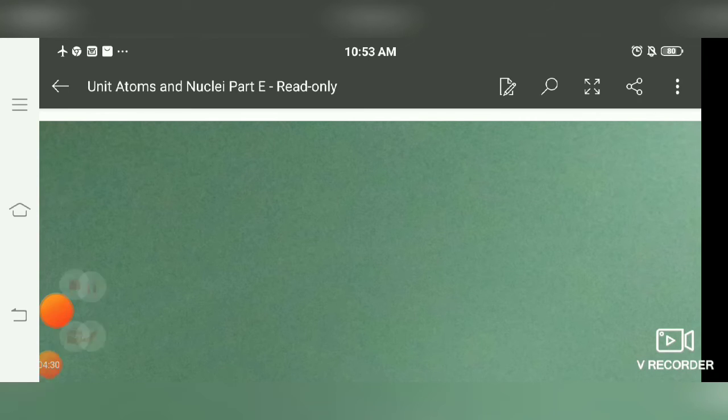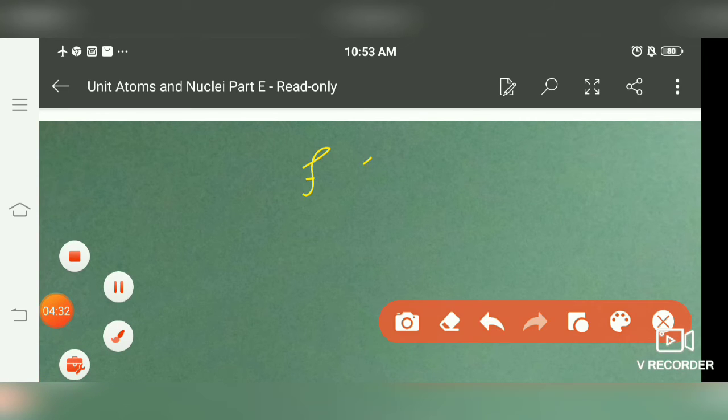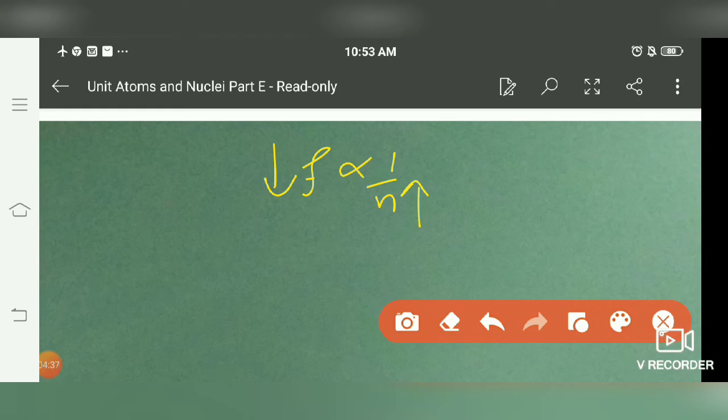From here we can say frequency is inversely proportional to n. It means the higher the orbit, the lower the frequency. The lower the orbit, the higher the frequency.